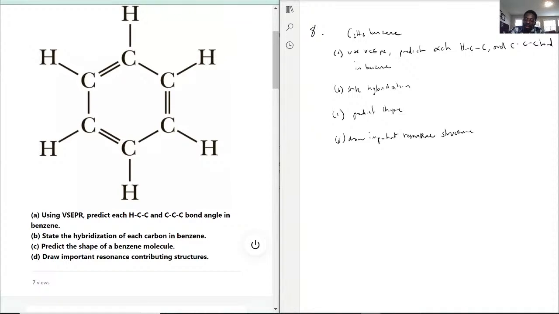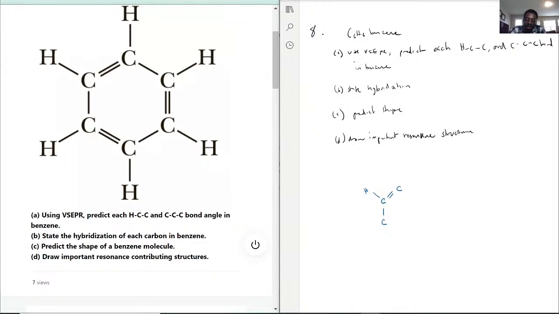Use VSEPR to predict each HCC and CC bond. So if we actually just wrote this down quickly, this is how it looks, right? If you picked any carbon from there as your center point, you would see that it has one double bond to the next carbon and a single bond to the other carbon, and then sticks out a hydrogen. Okay, so this is what it would look like here.